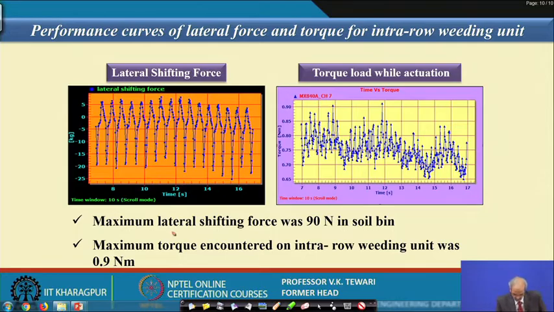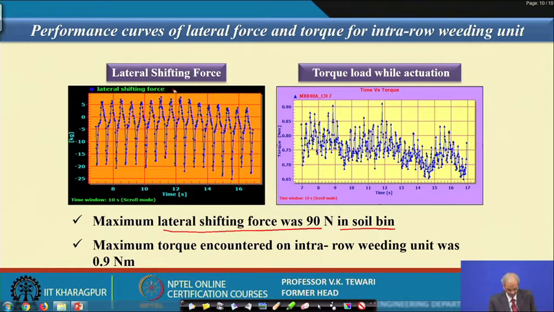See, the maximum lateral shifting force was 90 newtons in the soil bin. You can see the lateral shifting force here. We are talking of kg over here and newtons here. So, units are kg here, that means this will be just multiplied by 10 roughly. So, you can say that 90 Newton means about 9 kg or so of lateral shifting force.